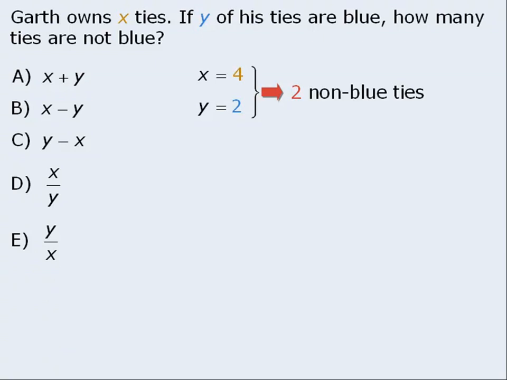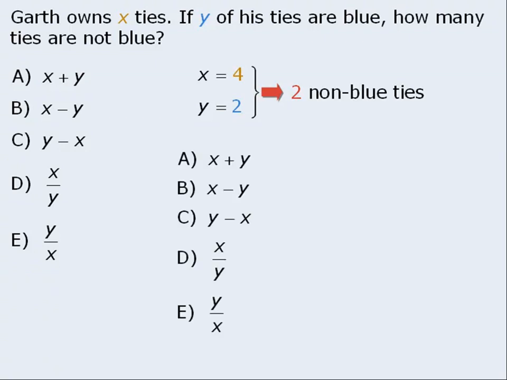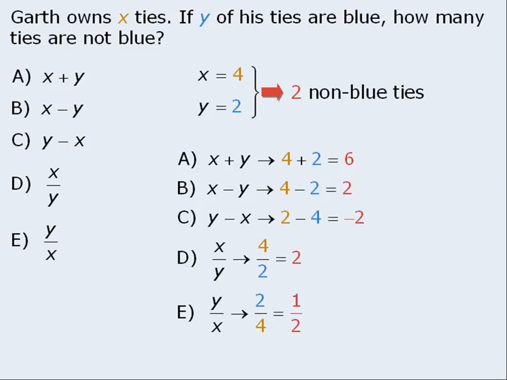As you'll soon see, these relationships can cause a problem when we test the answer choices. When we plug X equals 4 and Y equals 2 into the expressions and evaluate them, we see that 2 expressions yield the required output of 2. Now this means we can eliminate answer choices A, C, and E, leaving 2 possible answers.